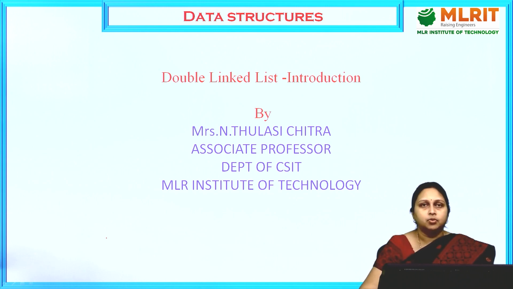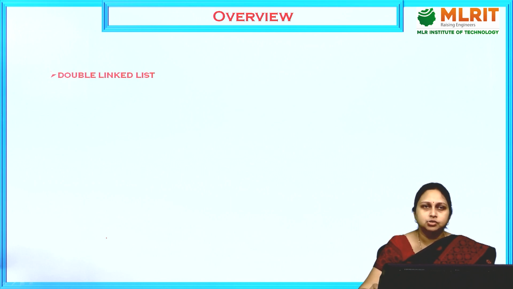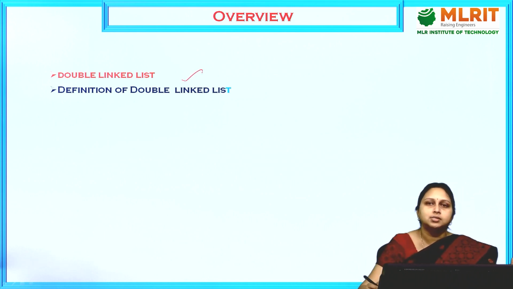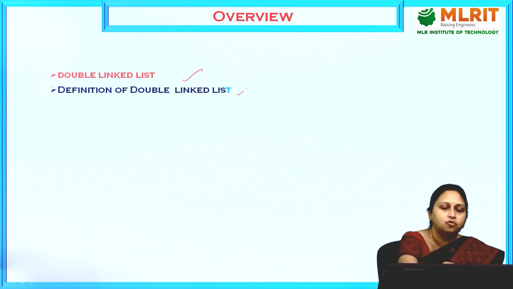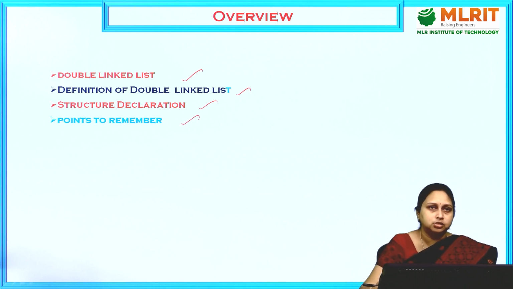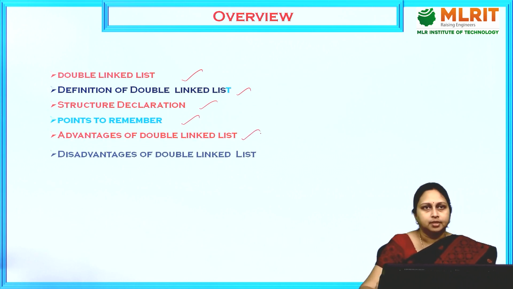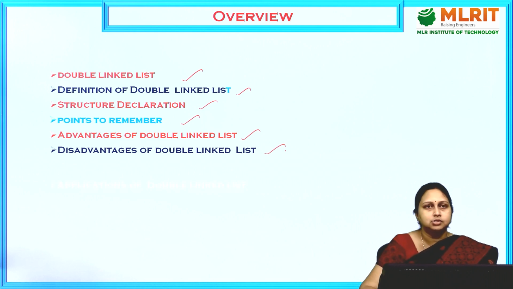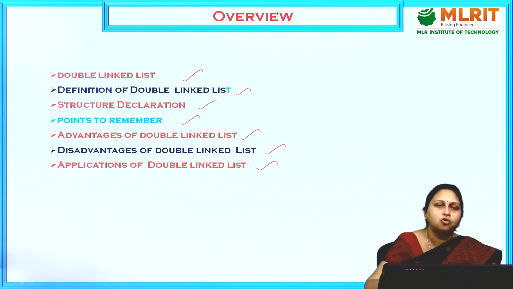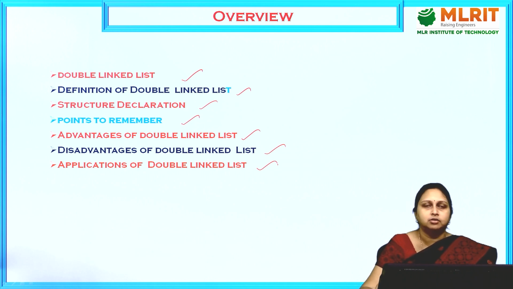Today we will be discussing the concept of a double linked list, as we have seen in the previous sessions about the single linked list, right? In this session, we will first discuss what a double linked list is and its definition, followed by the structure declaration. Then the points to be remembered when you declare a double linked list. Then we will see some of the advantages and disadvantages of a double linked list and some of the applications of a double linked list. These are all the things we are going to discuss under this session.